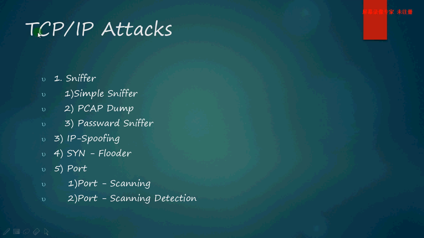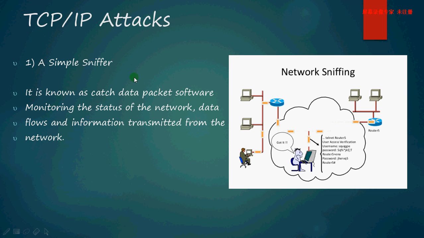Okay, well, let's see. TCP/IP attacks include a sniffer, IP spoofing, as well as flooding and port attacks. A simple sniffer, as we all know, is a packet capture software, and it can monitor the status of the network, data flows, and information transmitted from the network.